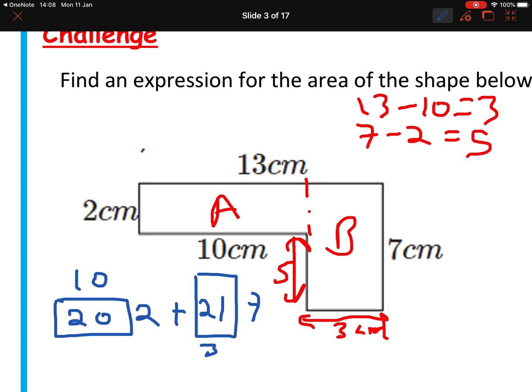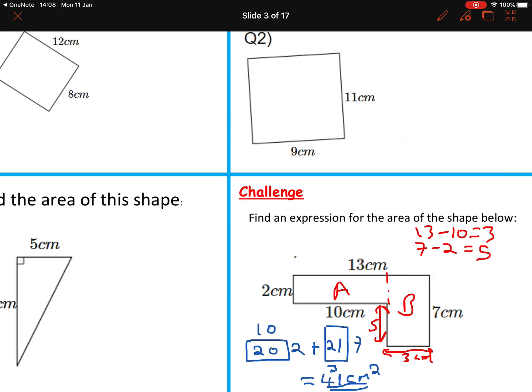3 times 7 is 21. So when you add these together, that should give you an area of 41 centimeters squared. Okay? And you would double underline your answers.